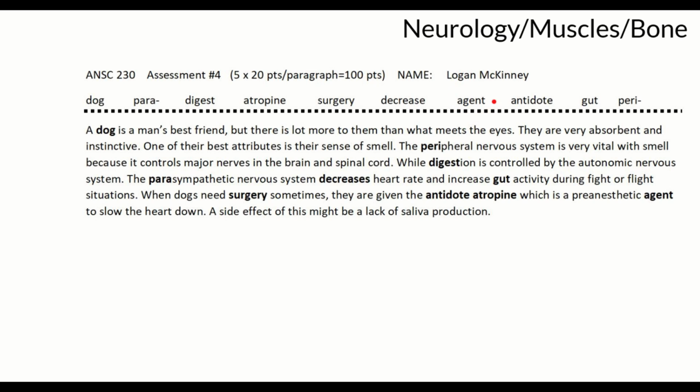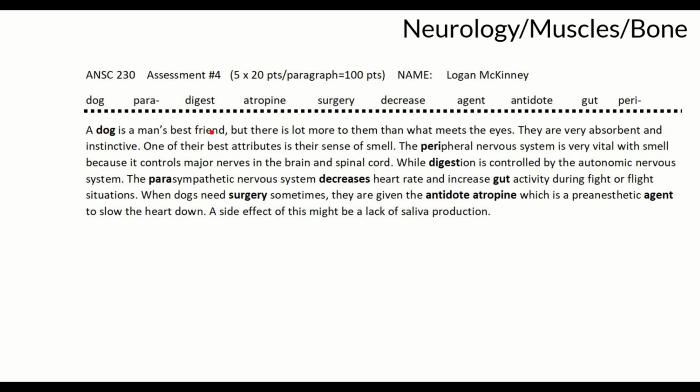Who knows what agent could be? When you write your paragraph, can you use agent? It depends on what the paragraph reads. Antidote? Well, atropine is an antagonist to acetylcholine, and it might be used as an antidote in certain poisonings. Antidote means it counteracts a poison. Gut is referring to the intestines. In this case, probably something about increasing their peristalsis or decreasing their peristalsis.